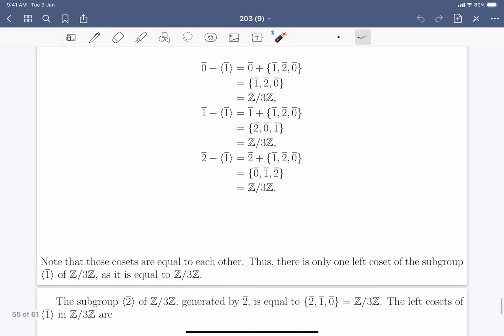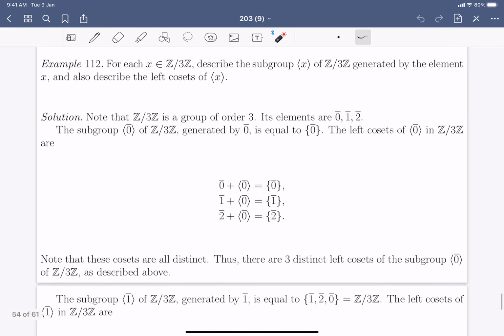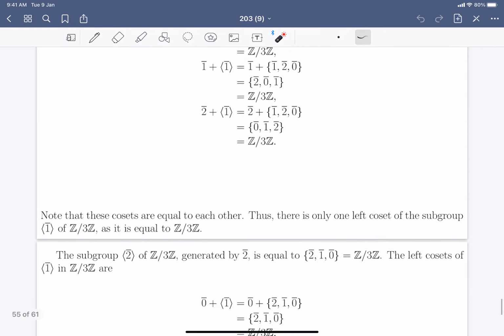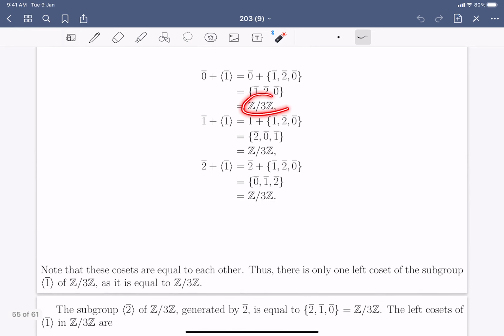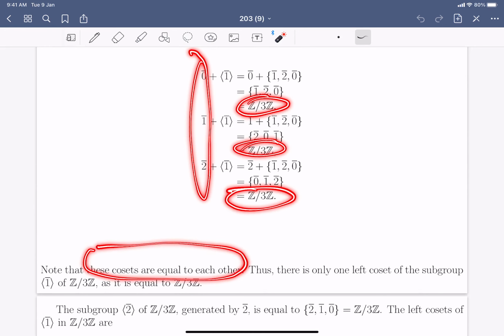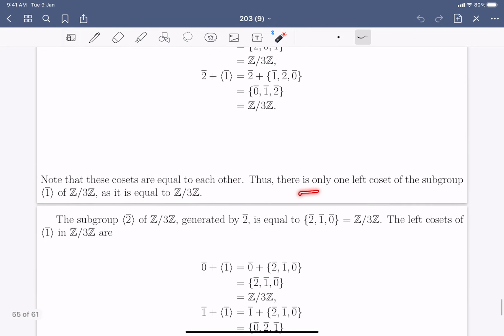Right? So in the previous case we saw that the left cosets of this subgroup that you obtain corresponding to these elements, they are all distinct, right? But in this case what you see is that the left cosets corresponding to all these three elements, they are all equal to Z mod 3Z. Okay, so these cosets are all equal to each other. Thus there is only one left coset of this subgroup.